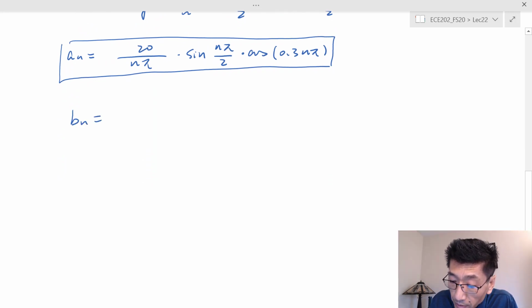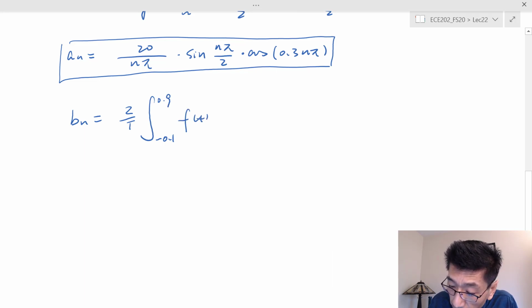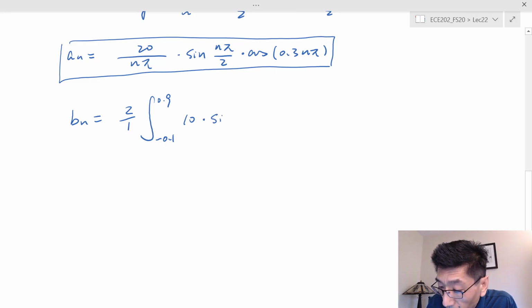And b_n is going to be equal to 2 over T. We're going to integrate from negative 0.1 to 0.9, and we have f(t), and f(t) now is 10. By the way, T is equal to 1, so I'm going to replace everything with numbers, times sine of n omega t, n times 2 pi times t, dt.